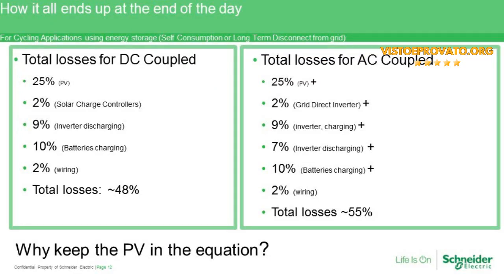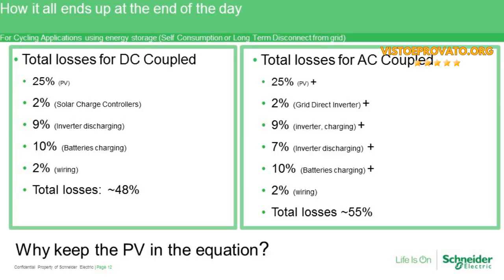So how does it all end up at the end of the day? Total losses for a DC coupled system, when including the PV, because we're doing a total system sizing practice, end up being about 48%. And this is in a cycling application. So if we took the batteries out for charging, which could be anywhere between 15% for floodeds, 5% for lithium or other technologies, really what we want to show here is that there are some losses along the way.